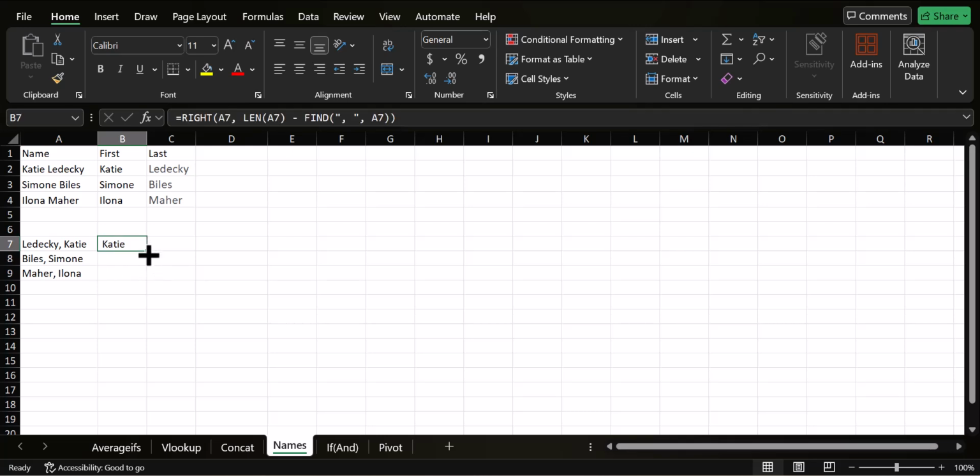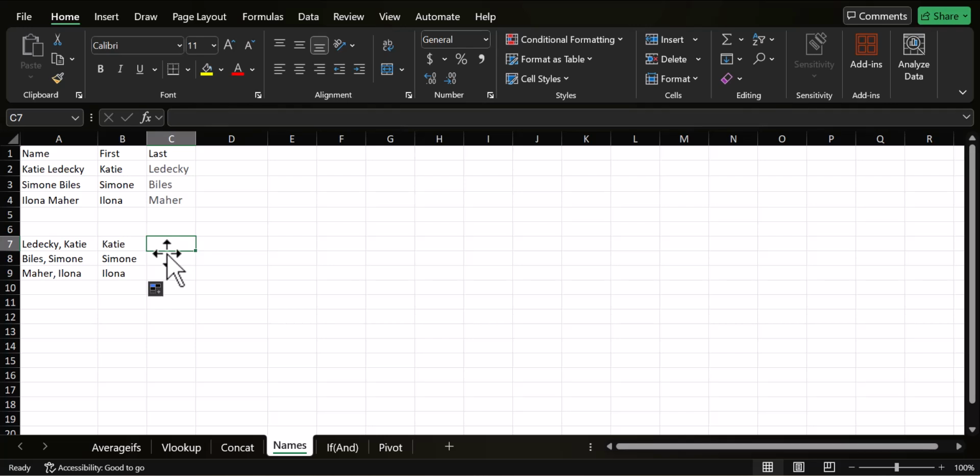And again, we can autofill that down. The trick here is if we're looking at this right here, we have both a comma and a space as our separator. So we need to indicate that by having both a comma and a space as the thing that's saying, hey, this is what is splitting those two pieces of text.